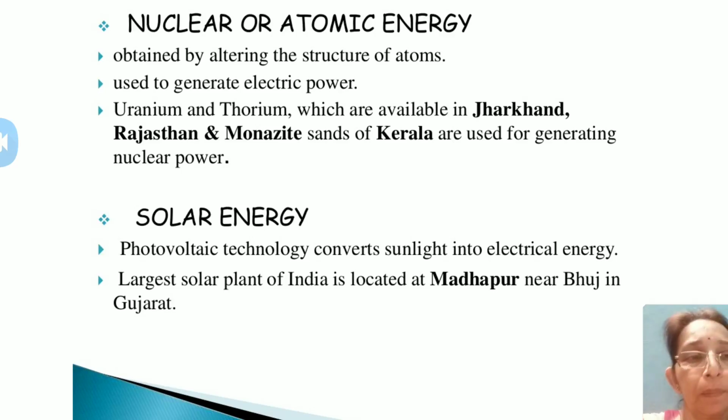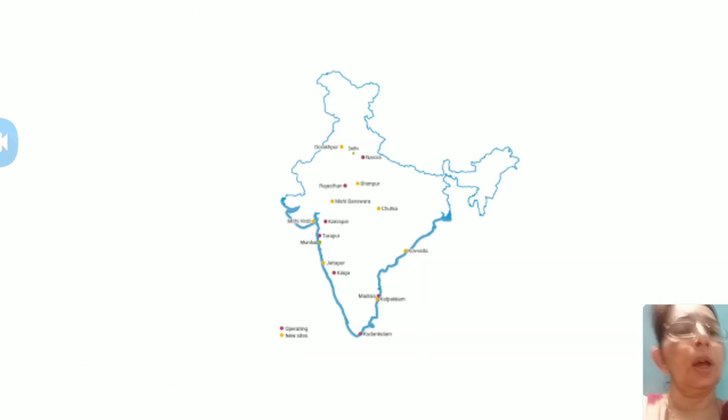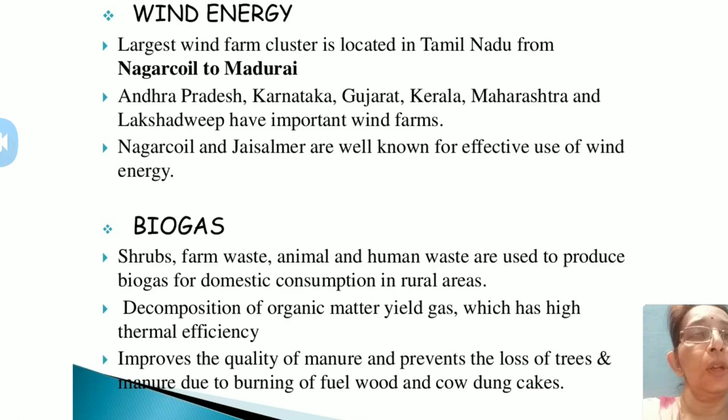Solar energy is also one of the most important energy sources in our country. Photovoltaic technology converts sunlight into electrical energy. The largest solar plant in India is located at Madhapur near Bhuj in Gujarat. We can say that with favorable climatic conditions, India's future is bright in solar energy.